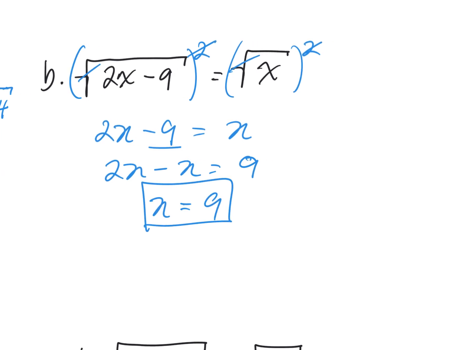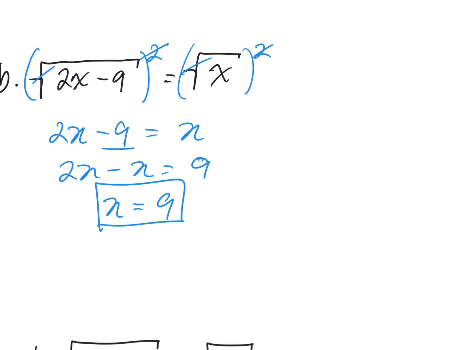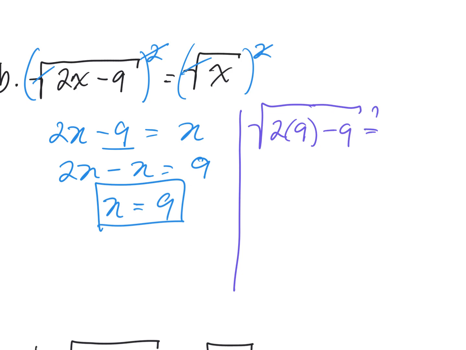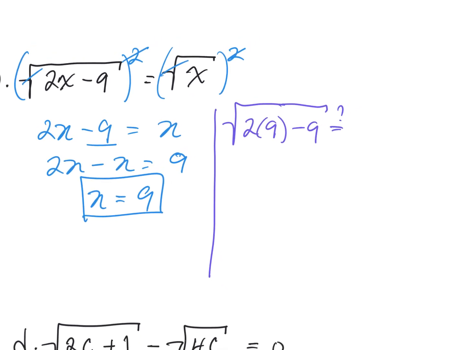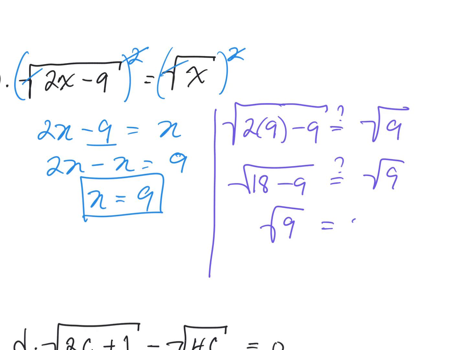Simple as that. The next thing you're going to do is to recheck whether your answer is correct or not. We're going to put it back into the original equation. Here you are going to have the square root of 2 times 9 minus 9. Is it equal to the square root of 9? 9 times 2 is 18, minus 9. Is it equal to 9? 18 minus 9 is just going to give you 9. Therefore, we found out that our answer is correct.